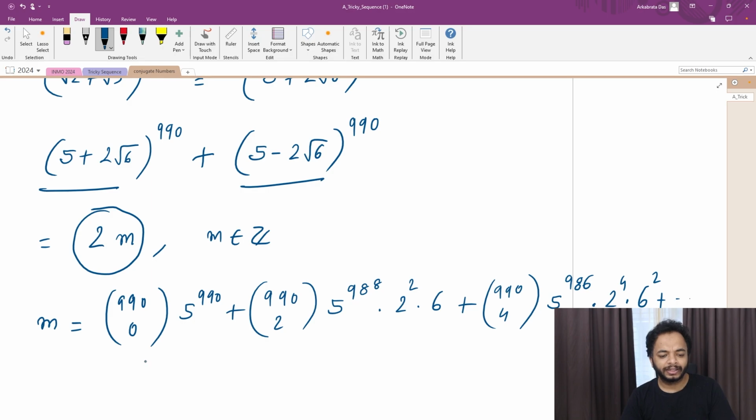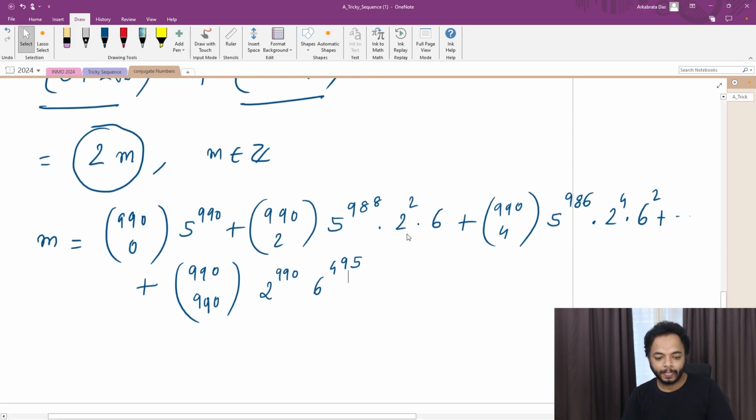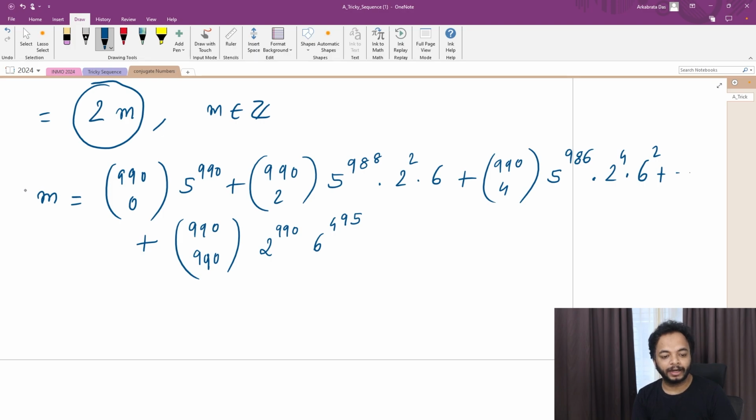It will continue till the last one, which won't have any 5. So that will be 990 choose 990, which is basically 1, and 5 to the power 0, and this 2 root 6 whole to the power 990. So it makes 2 to the power 990, and 6 to the power 990 by 2, which is 495. Now while I am multiplying, I'm trying to figure out the last digit of 2m. So now if I multiply this with 2, all these terms are getting multiplied with 2, and here also.